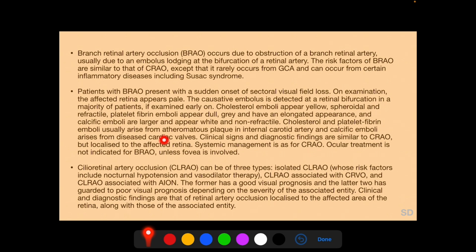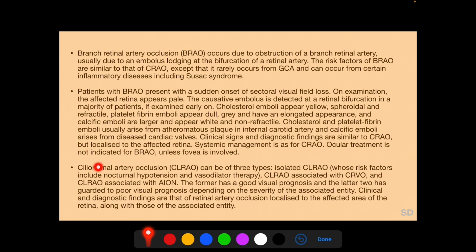from diseased cardiac valves. Clinical signs and diagnostic findings of BRAO are similar to that of CRAO, but localized to the affected retina. Systemic management is as for CRAO. Ocular treatment is not indicated for BRAO unless the fovea is involved.